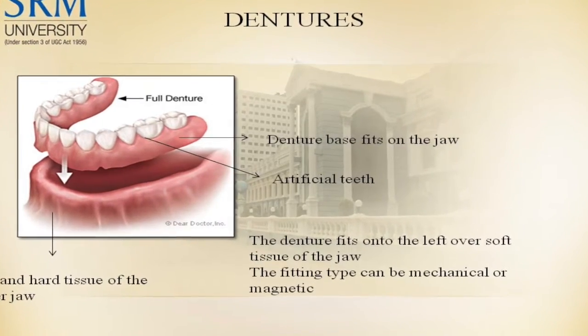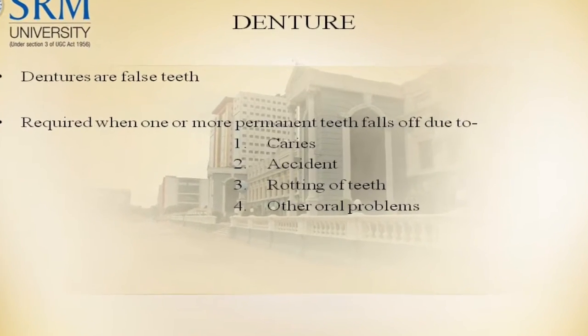Now, coming to the basics, what is a denture? A denture can be loosely known as a false tooth, or it is usually a replacement of natural teeth. When is it needed? It is needed when the natural teeth are lost due to certain reasons. For example, natural loss of teeth or accidental loss of teeth or rotting away of teeth due to tobacco use or drug use, etc.